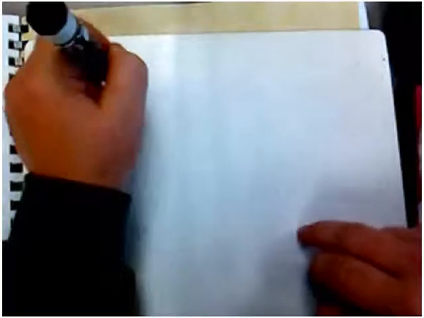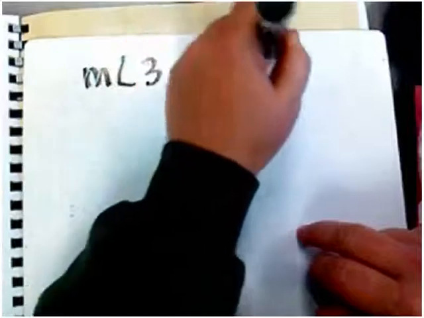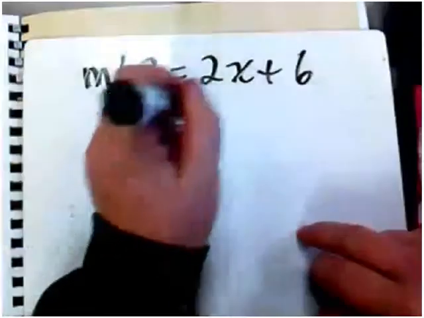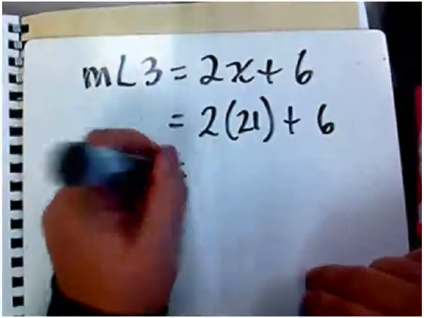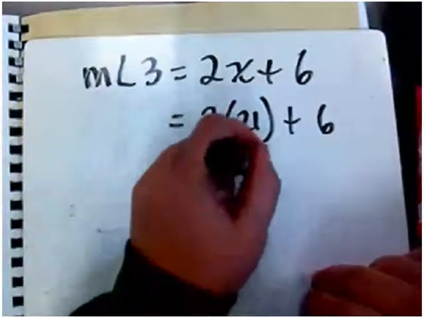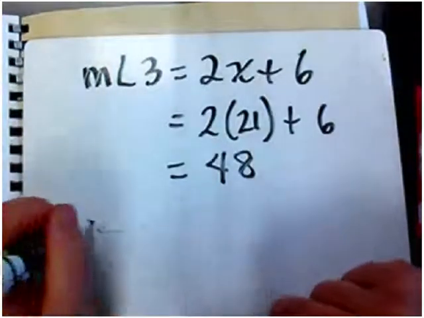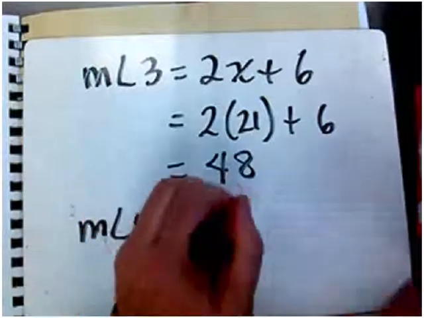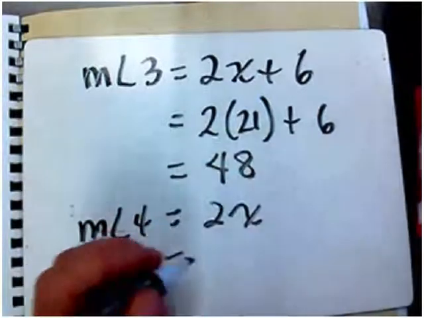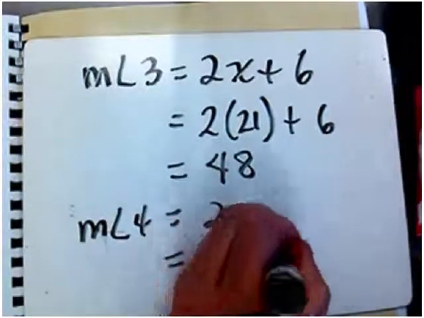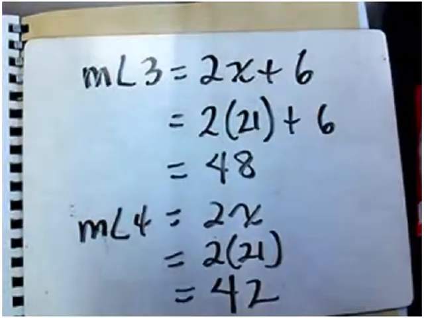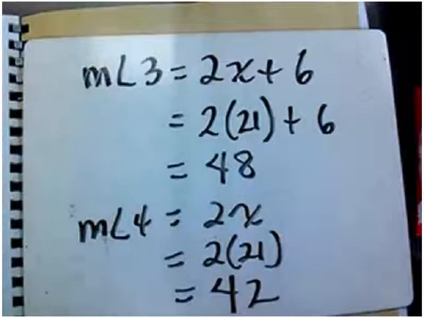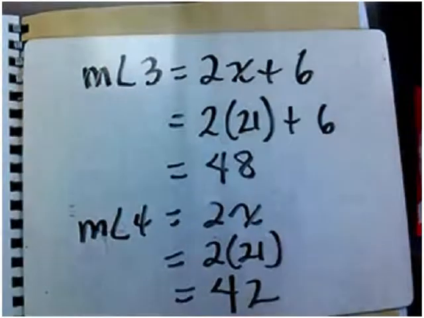So the measure of angle 3 was 2x plus 6. We're going to plug in 21: 2 times 21 plus 6 equals 42 plus 6, which is 48. Then the measure of angle 4 equals 2x. We substitute in our x value, and we have 2 times 21, so the measure of angle 4 is 42. You could also take 90 minus 48 and get 42. So there, you've done some algebra work with that drawing also.